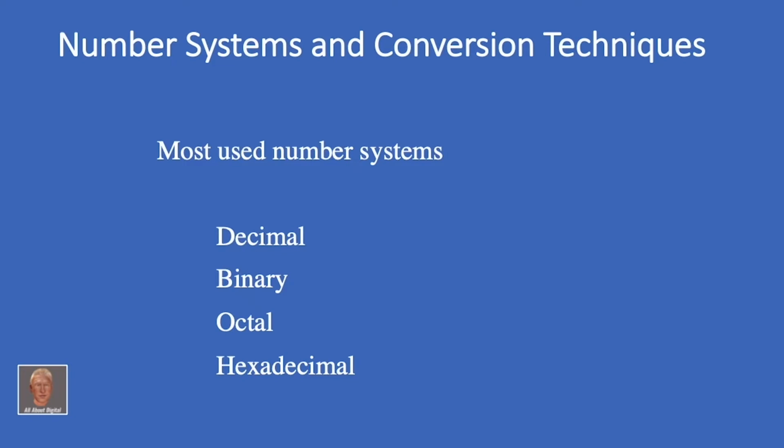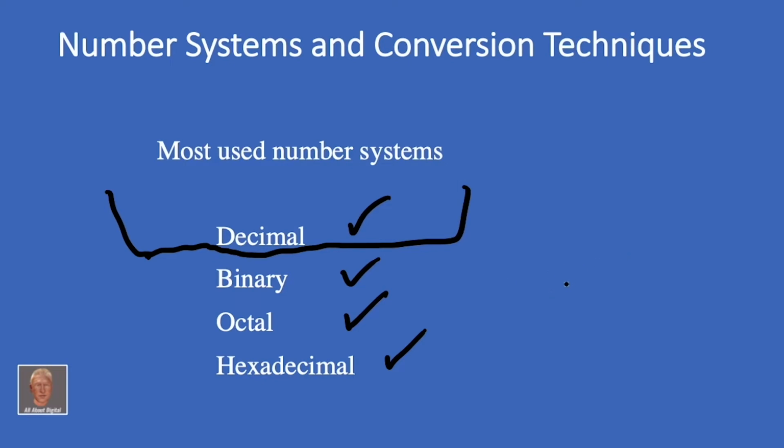So the four most popular used number systems are: number 1 is decimal, number 2 is binary, number 3 is octal, and number 4 is hexadecimal. These are the most commonly used. Now, in the outside world, in the non-computer world, everybody uses decimal. And decimal is considered to be the most common number system in the world.